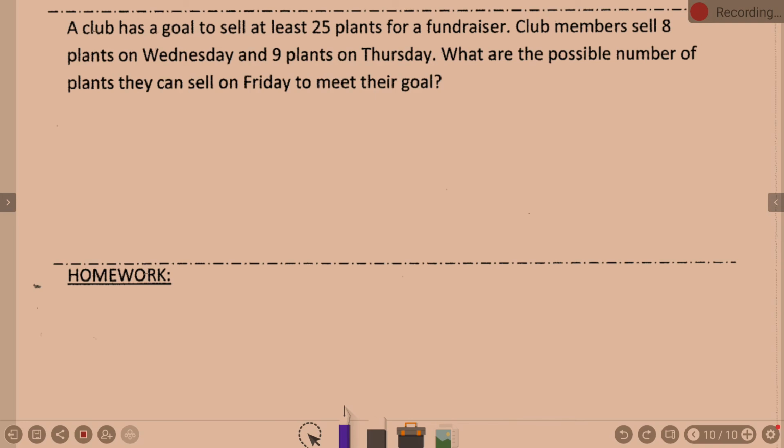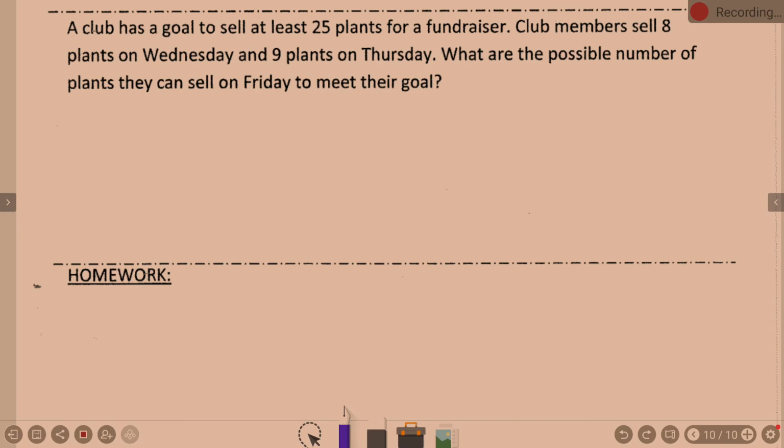Wait, they did. Okay, word problem. Here we go. Step 1 in a word problem in my classroom: read it. Only been in here 9 weeks and he knows it. Okay, step 1 is read it. A club has a goal to sell at least 25 plants for a fundraiser. Club members sell 8 plants on Wednesday and 9 plants on Thursday. What are the possible number of plants they can sell on Friday to meet their goal?